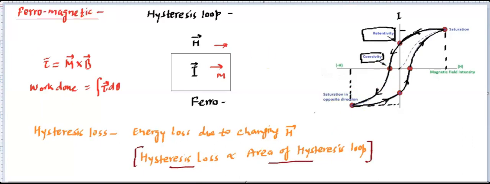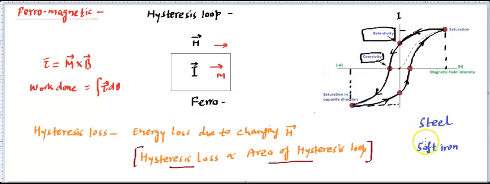Sometimes you might be asked to compare hysteresis loss between two particular types of materials. One is steel, another is soft iron. A question might be asked: in many cases, like in transformers or in MCZ, we use soft iron as compared to steel. So why do we prefer to use soft iron rather than steel in these magnetic devices?